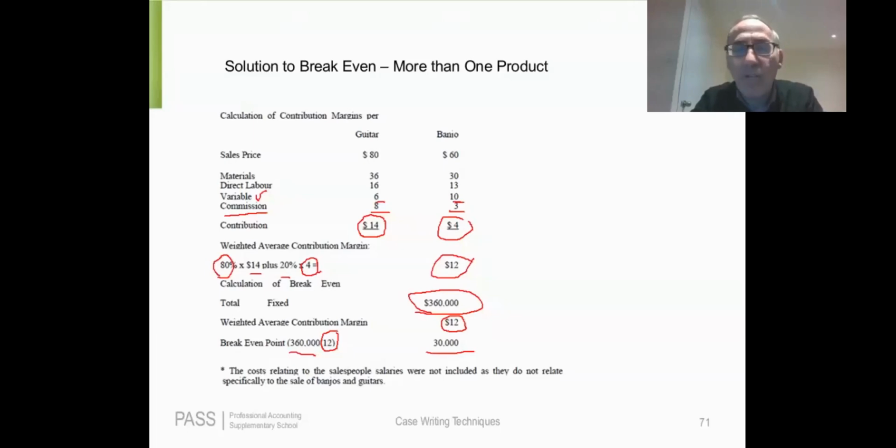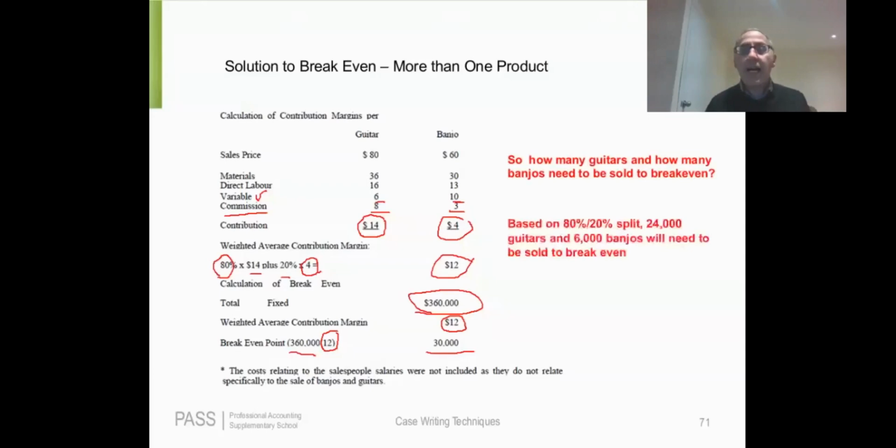We know we need 30,000 in total to break even. Can somebody tell me how many I would need to sell of each? Anybody? Excellent, excellent, very good. A number of you are getting it bang on. At the end of the day, based on our 80-20 split, I need to sell 24,000 guitars and 6,000 banjos. How did I get that? Many of you got it correct.